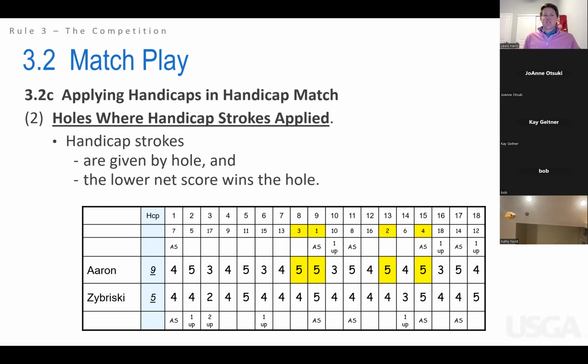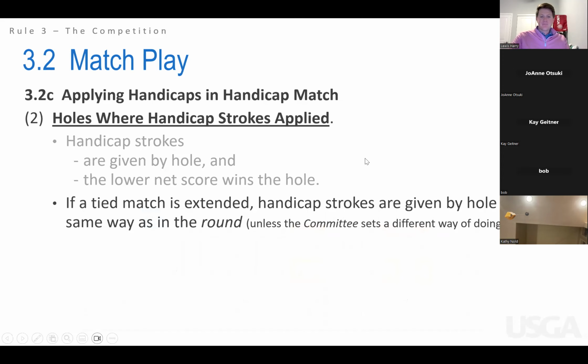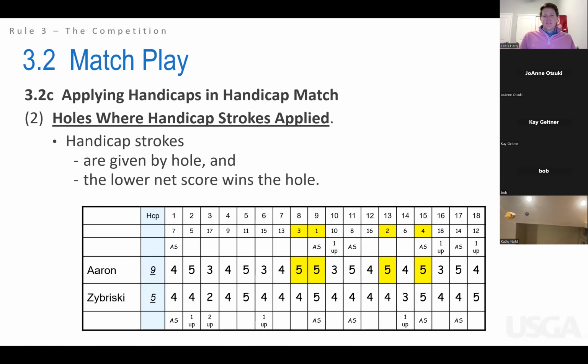When we're playing net match play, when those handicaps are being applied, the lower net score is going to win the hole. So if we see in this example here with Aaron and Zabrinski on our screen, we take that 8th hole where someone's getting a handicap stroke, where Aaron's making a 5, Zabrinski is making a 4. Maybe in this case, Zabrinski is getting a handicap stroke or Aaron is getting a handicap stroke. Wherever that lower net score is between them, that lower net score is going to win the hole in net match play.